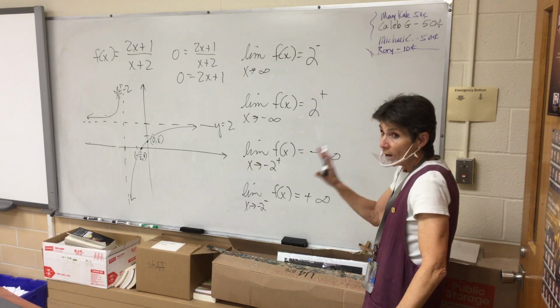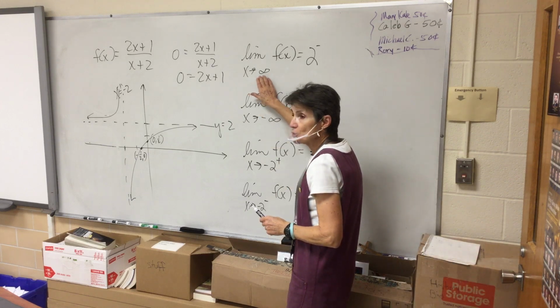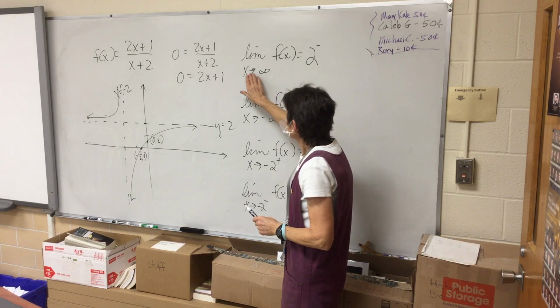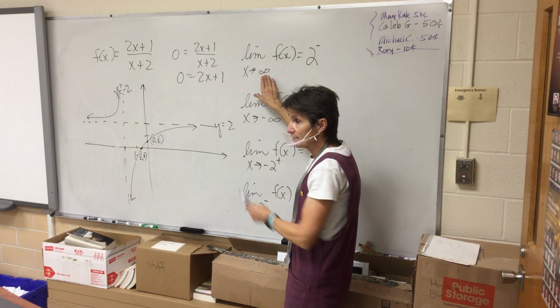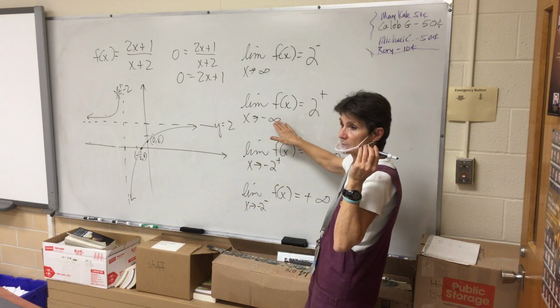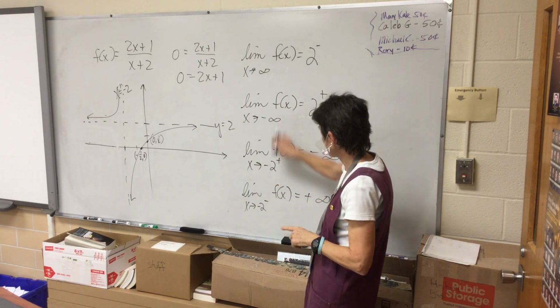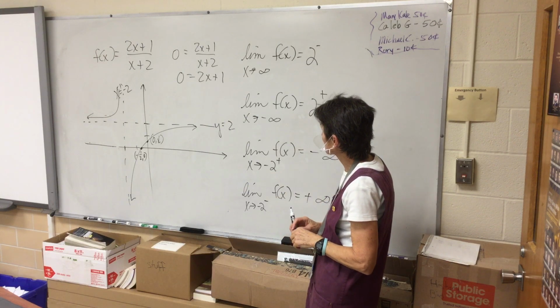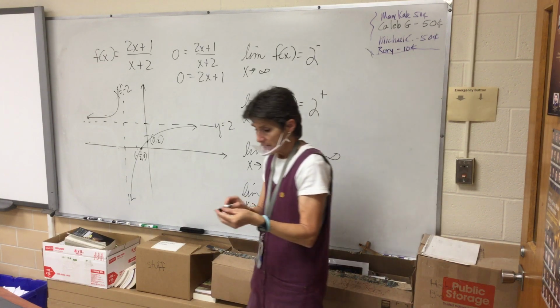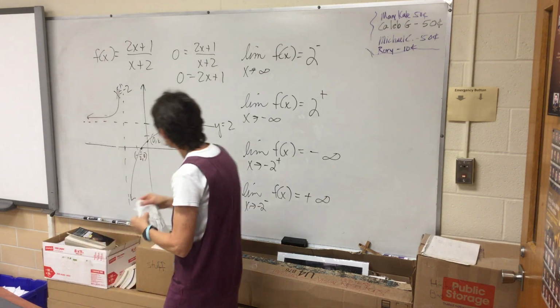So really, once you have your picture drawn, just do what it says. Let X go to infinity. Go this way. Follow the curve. Right? And then same thing with all the rest of it. Okay? The next one is going to be a big, big deal.